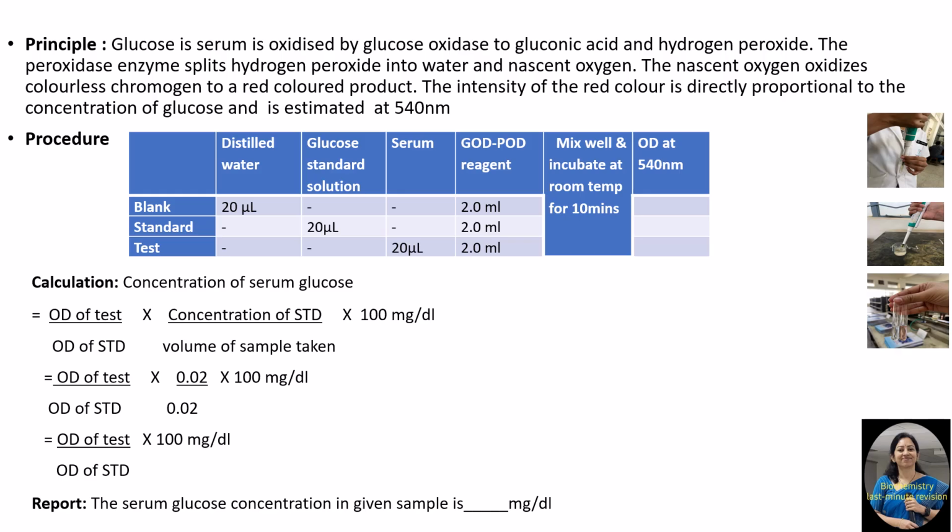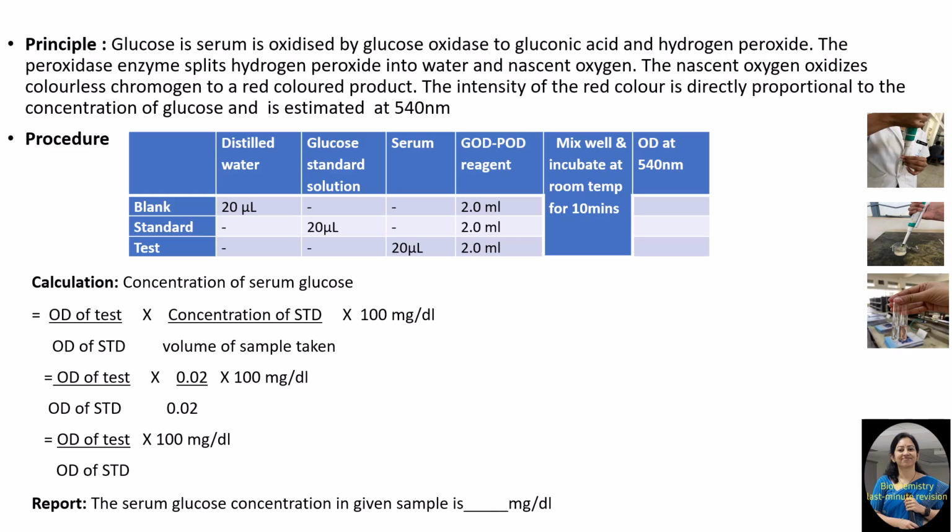Now here we are showing only 2 test tubes. One is the blank and the other one is the test. You can appreciate there is no color change in the blank, because blank contains only distilled water and the GOD-POD reagent, whereas this is the test tube labeled T, patient sample with 20 microliter of the patient serum sample and 2 ml of GOD-POD reagent.